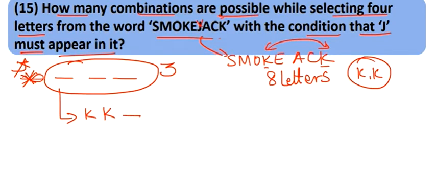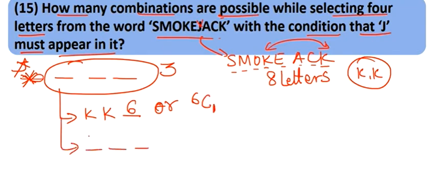Once you select 2 K's, these 2 K's will go out of commission. You cannot select them. How many are left? 1, 2, 3, 4, 5 and 6. Out of these 6, 1 will come over here. That means there are 6 choices, or we can write this 6 as nothing but select 1 letter from 6 possible combinations. Correct? Right?